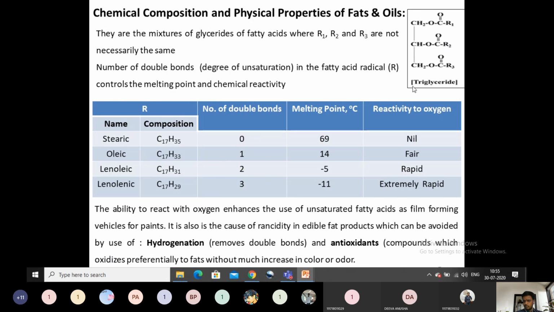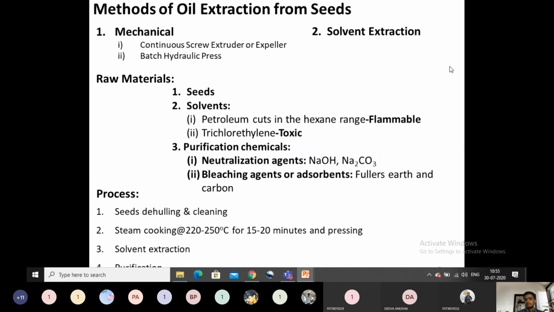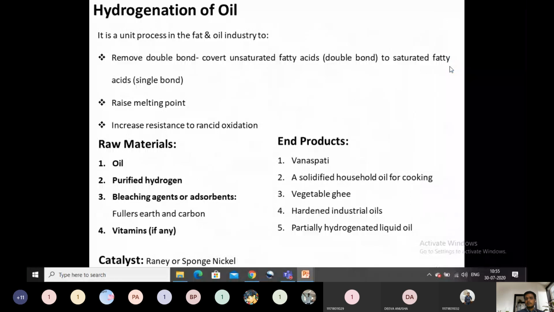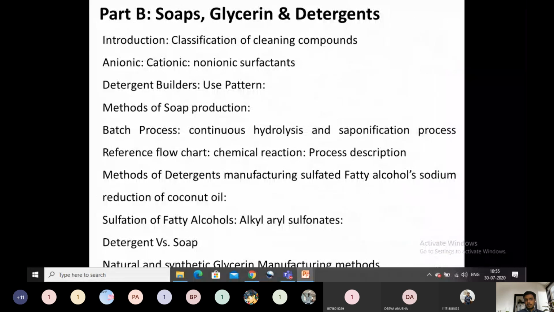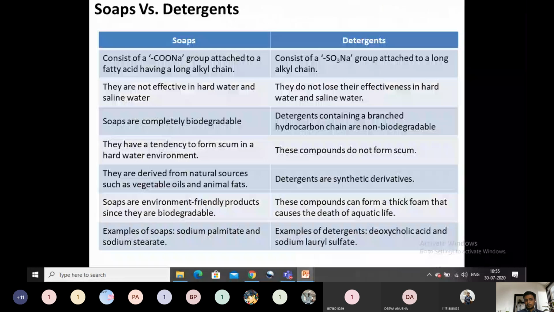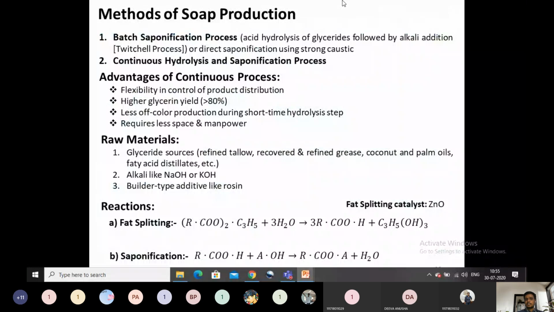So oil is majorly composed of these triglycerides. Whatever the alkali metal is, it will be attached to this fatty acid, and that is known as a soap. To manufacture the soap, there are two processes. One is the saponification, the batch saponification process.